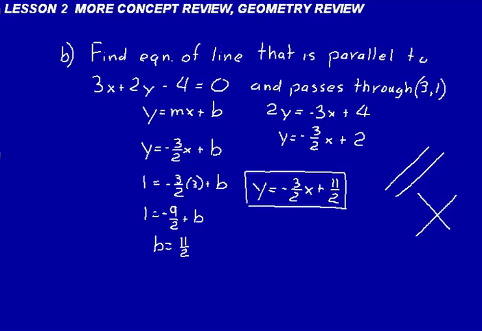Sometimes you might be asked to find the double-intercept form. Let's just look at our slope-intercept form that we have here and convert that to the double-intercept form. And let me just show you how you do that. First, you get the y and the x term on one side, and we'd have y plus 3/2 x is equal to 11/2. And what you do is divide everything by 11/2.